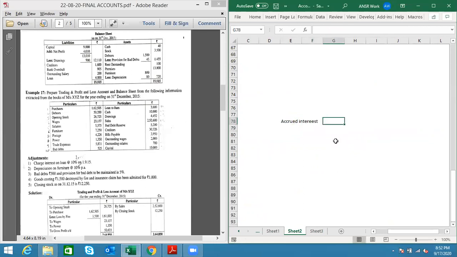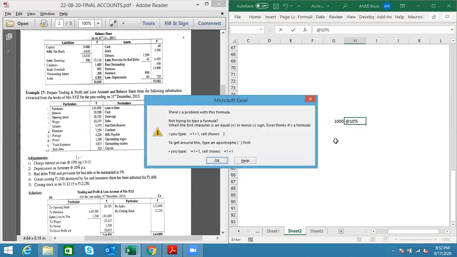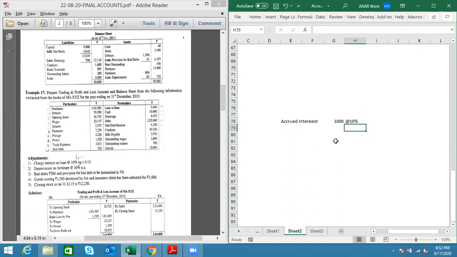I'll give you an example. Suppose our company has given somebody a loan of 1,000 rupees, very simple, at the rate of 10%. Now, when did we give this loan? Suppose we gave this loan on September 1, 2019.